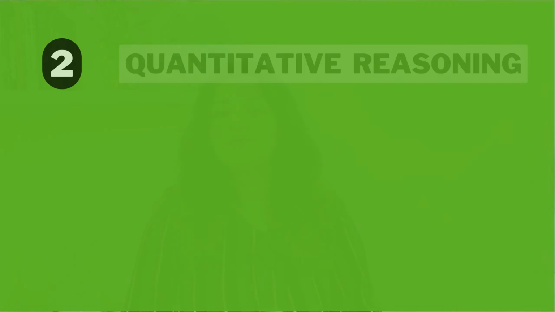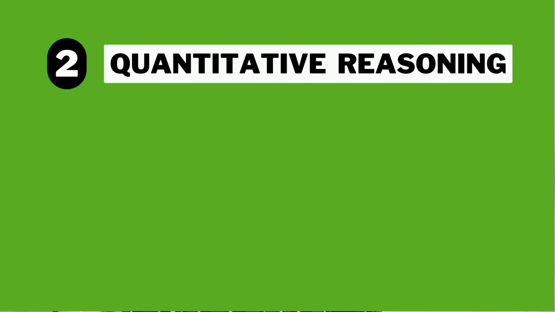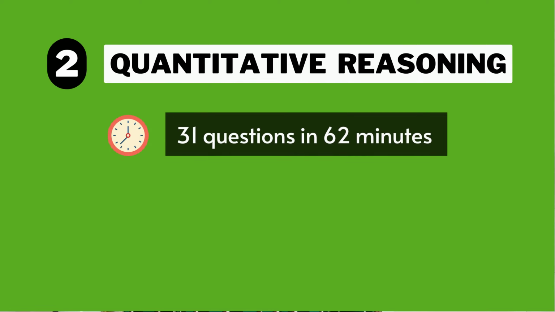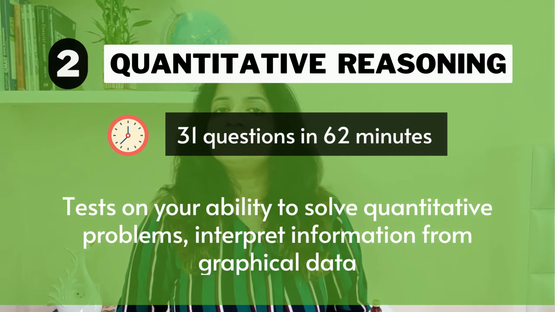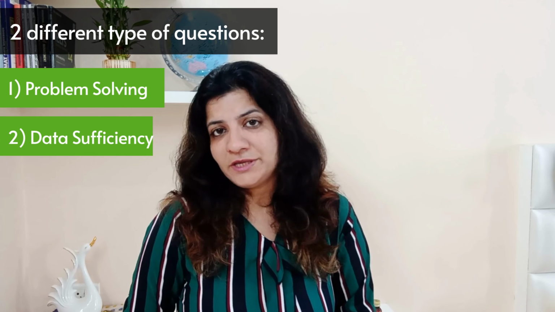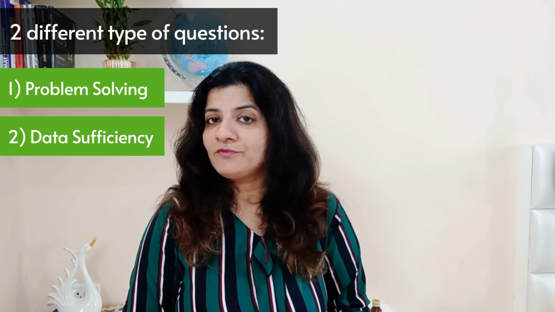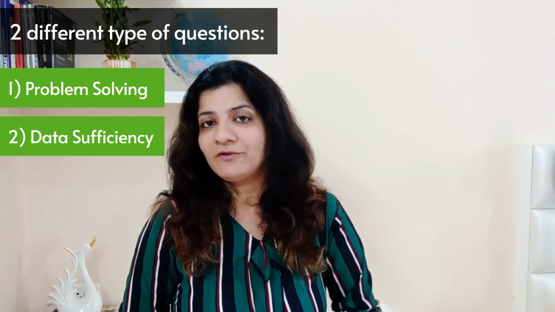The next question type is the quantitative reasoning section, where you will have to answer 31 questions in 62 minutes. And this tests your ability to solve quantitative problems, and your ability to interpret information from graphical data. And you get two different kinds of questions here. You get problem solving kind of questions, and you get data sufficiency kind of questions.